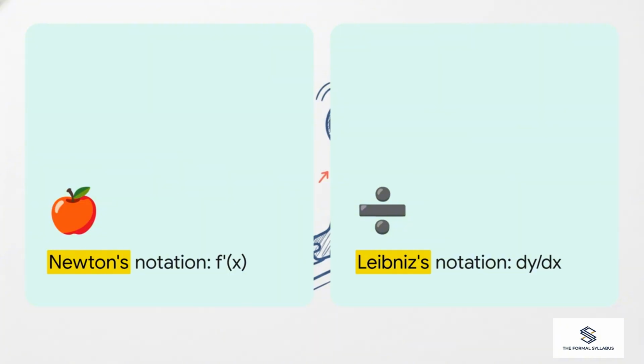Now, while Newton's is definitely quicker for a chalkboard, Leibniz's notation is profoundly useful because it visually emphasizes the geometric truth we were just talking about.